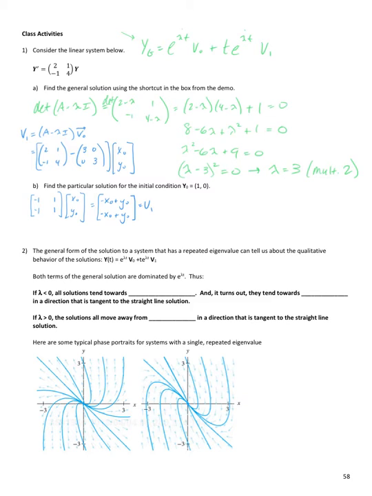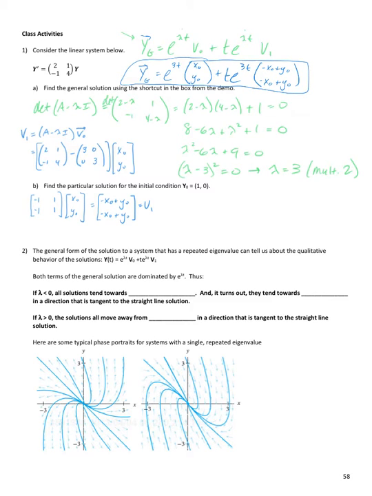All right, I'm going to plug into my general formula here. Y general is e to the 3t v naught, which is x naught, y naught, plus t e to the 3t times v1, which is negative x naught plus y naught, negative x naught plus y naught. So that's my general formula.